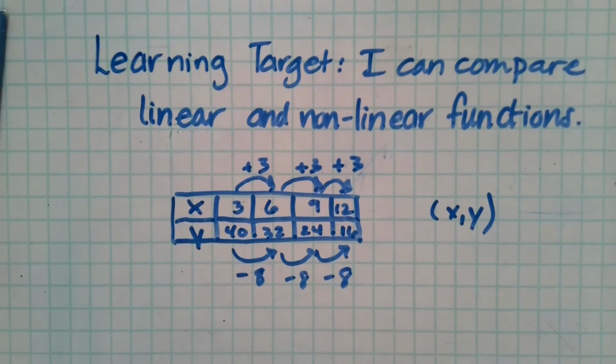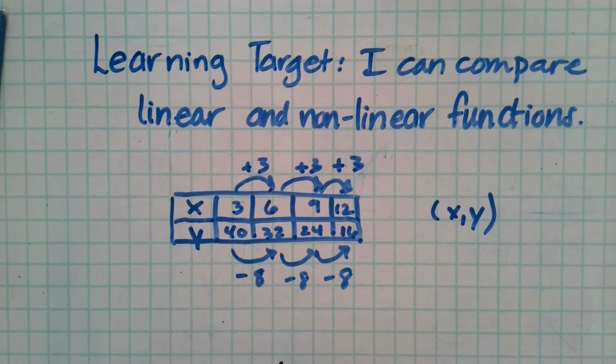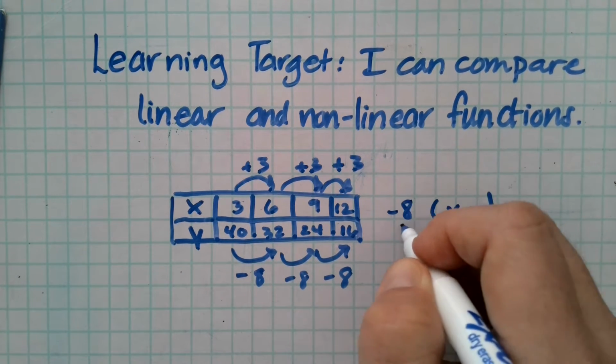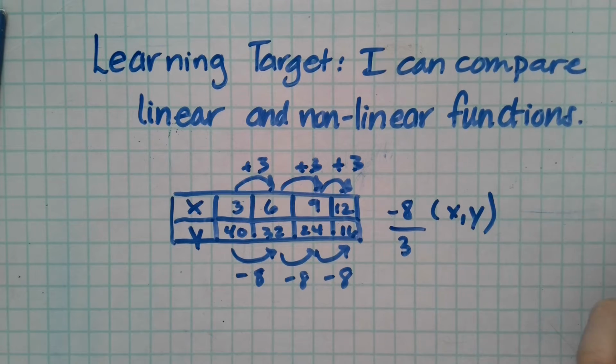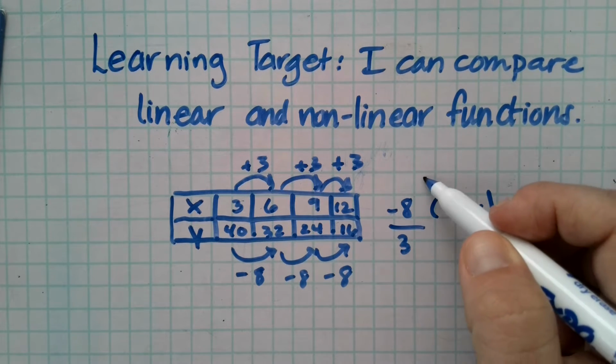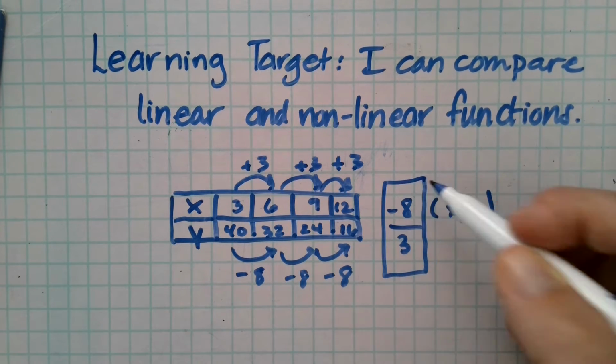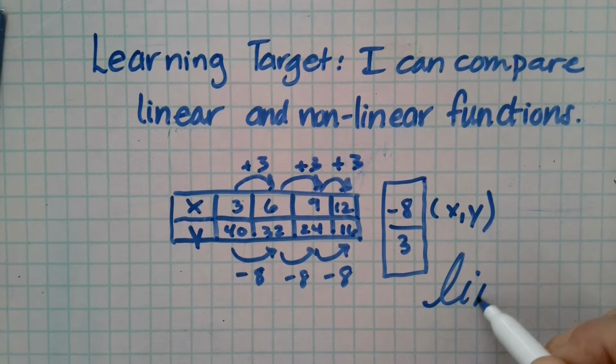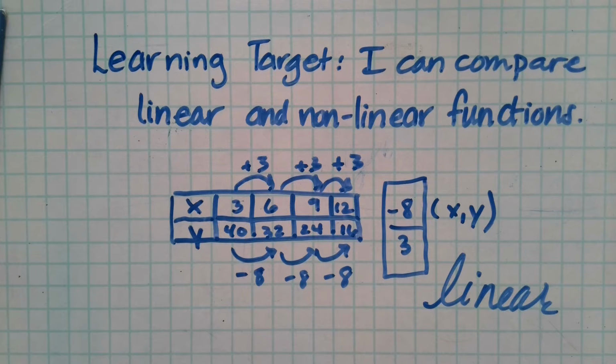If you find the pattern is either adding or subtracting as you go along the table of values and it's the same quantity, we could write a slope from that, right? We know it's the change in y, -8, over the change in x, 3, and that would be our slope. When we have a constant rate of change or a constant slope, we know that this is going to be a linear function. And we get that by analyzing the table of values. Let's look at another table.